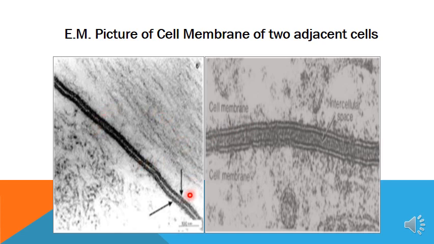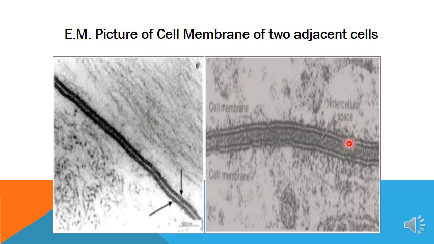This picture shows two cell membranes with a lower magnification. On higher magnification of these two cell membranes and these two cells, they appear as two cell membranes with a trilaminar appearance, and the space between the two cell membranes is called the intercellular space. This is the cytoplasm of this cell, and this is the cytoplasm of the other cell.